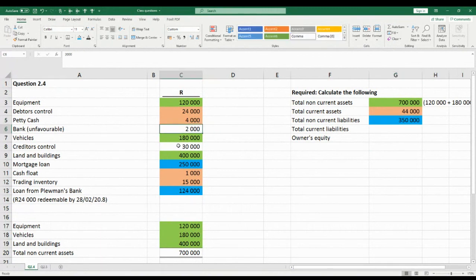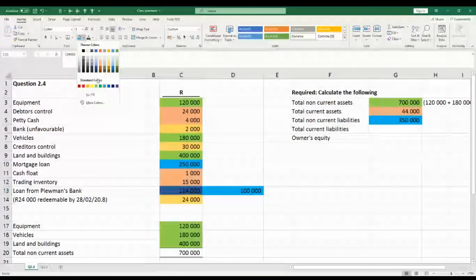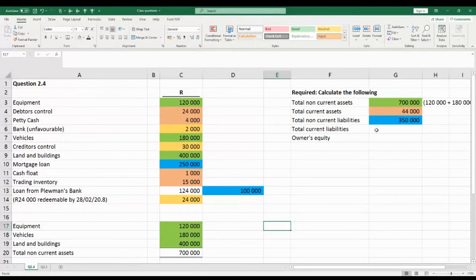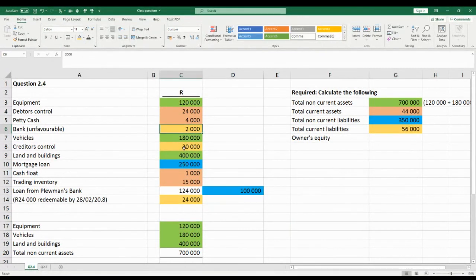Okay, so then our current liabilities are the remaining items. I've just put the 24,000 here. So this one is actually the 100,000. Let me just uncolor that one. Okay, so our non-current one is the yellow, which gives you 56,000. So if you add those, you get to 56.